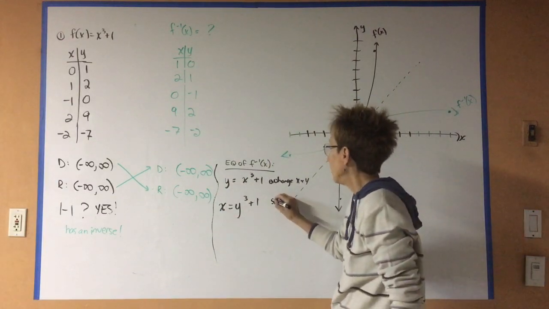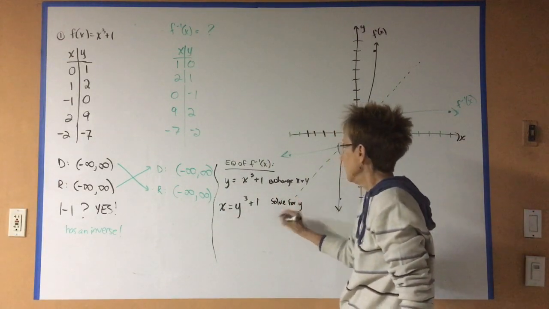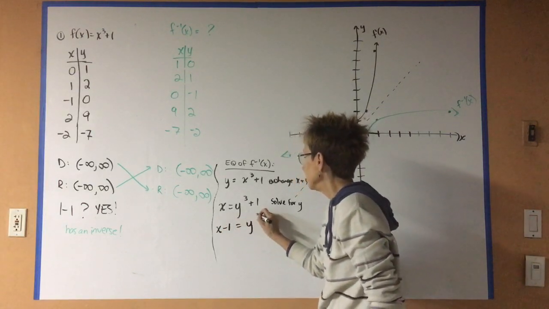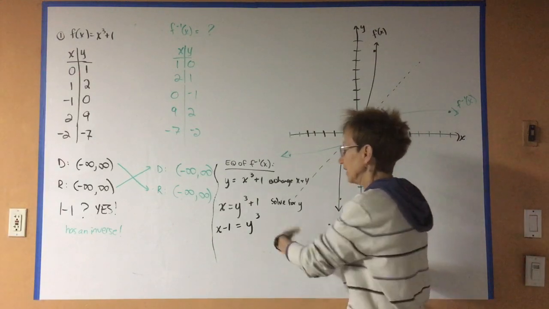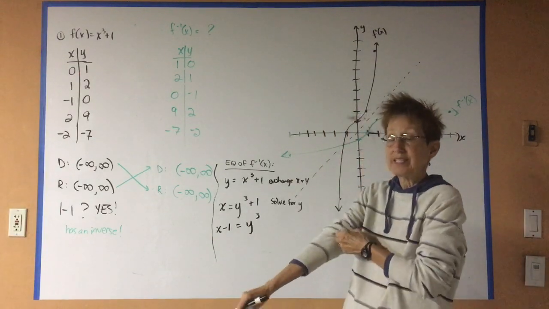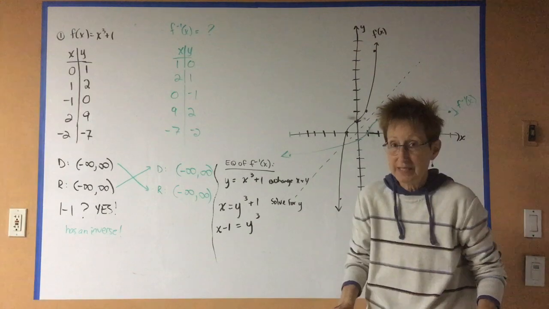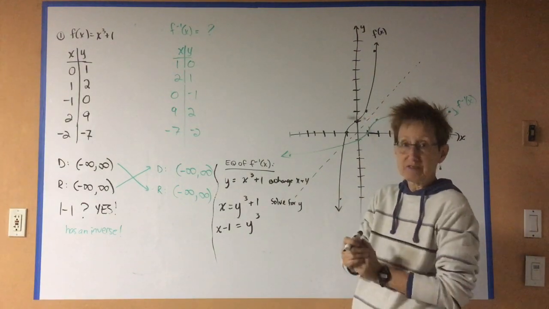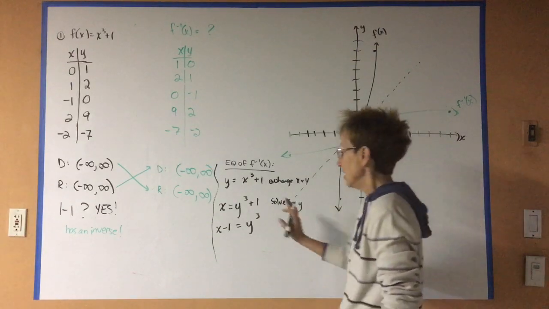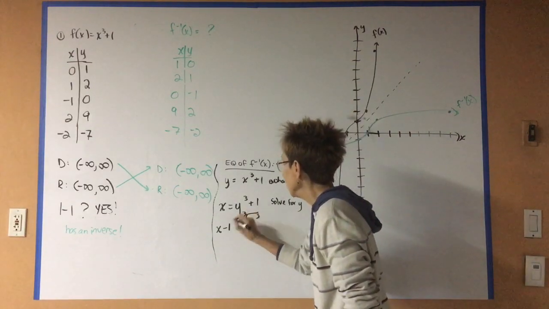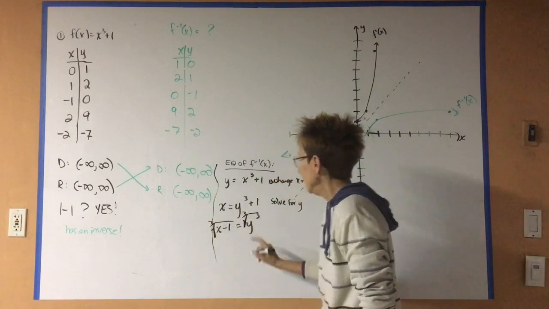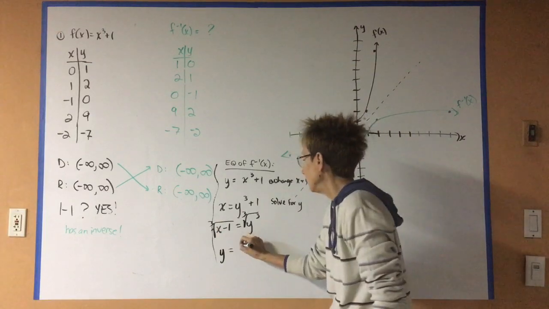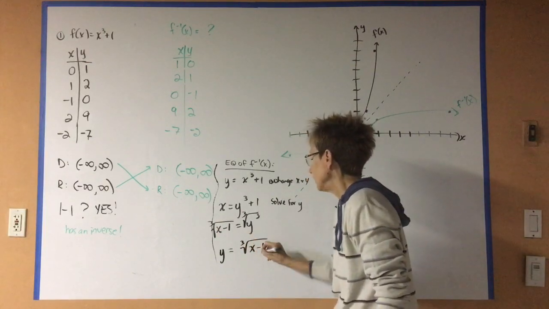I need to solve for y. Solve for y. So I'll subtract 1. So I get x minus 1 equals y cubed. And then I'm going to take the cube root of both sides. And when I take a cube root, I do not introduce a plus or a minus. Cube roots just give one answer, they don't give both positive and negative answers. So I'm going to take the cube root of this side and the cube root of this side. I'm going to write my y first so it looks nicer. Y equals cube root of x minus 1.